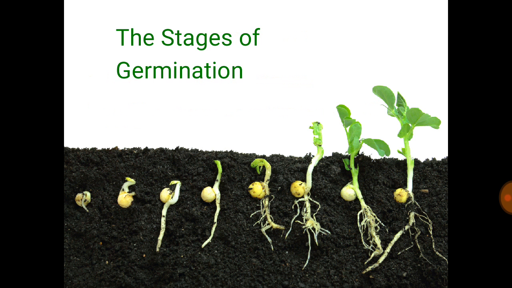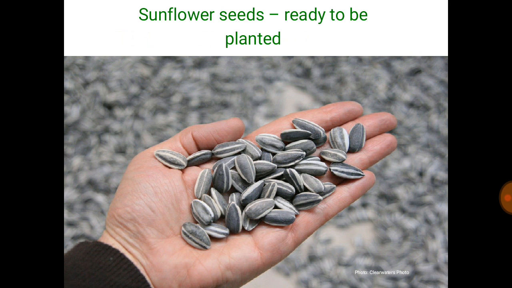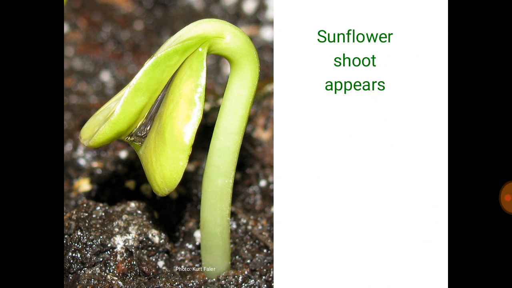So let's look at the stages of germination. Now, using the sunflower as an example, we can learn about what happens to all plants from the time the seed is planted until they die. So, stage 1. In stage 1, the sunflower seeds are planted. Stage 2, the root begins to grow down and the shoot grows up. So this is where the shoot appears. The shoot grows upwards and the root grows downwards.